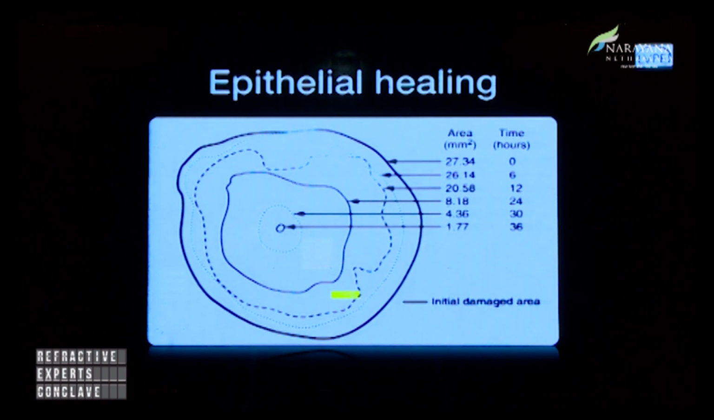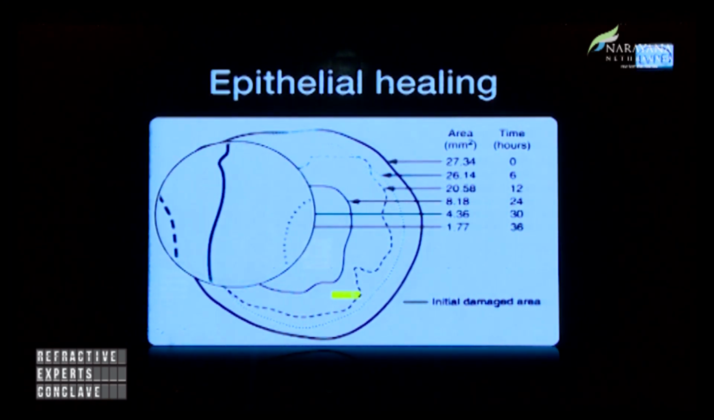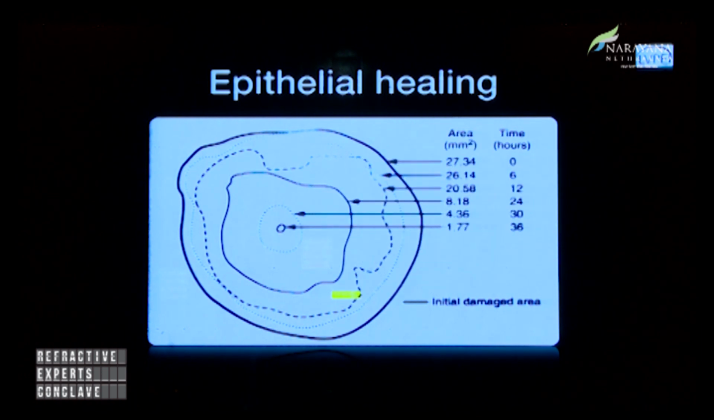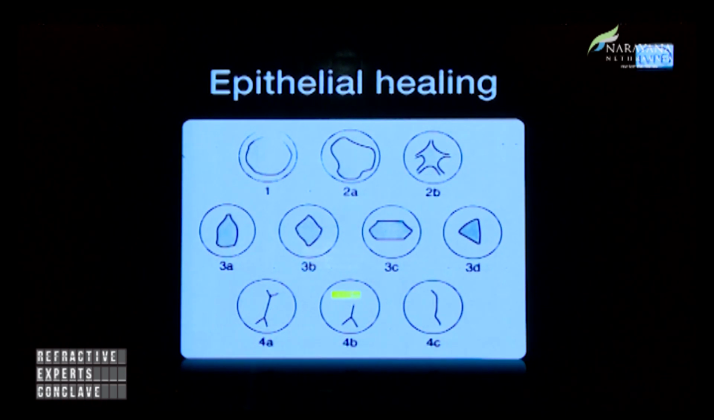So how long does epithelium take to heal? On an average, if you have an epithelial defect that is approximately 5.5 millimeters in diameter, it takes around 36 hours, that is a day and a half to heal. If you have a larger epithelial defect, obviously it's going to take much longer. So let's see how that actually changes with time.